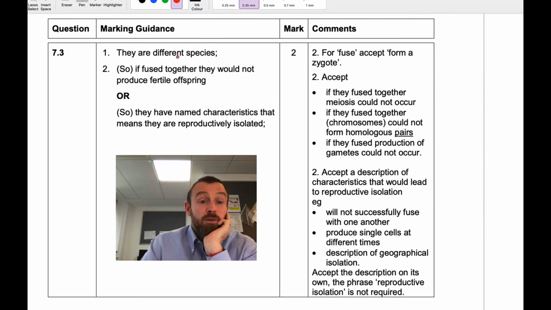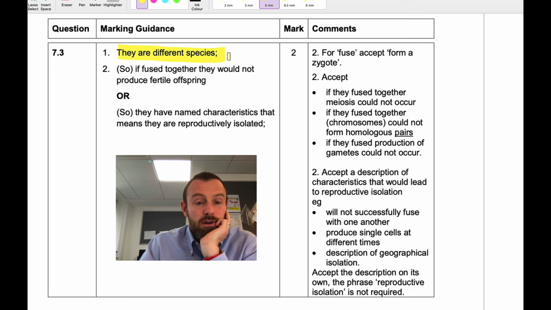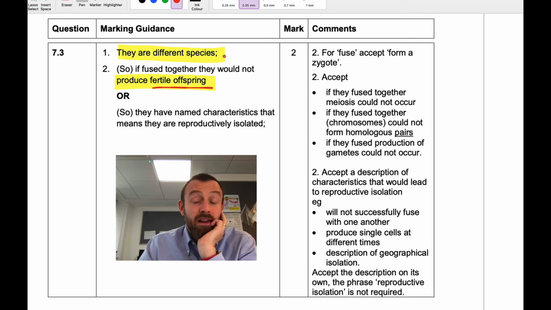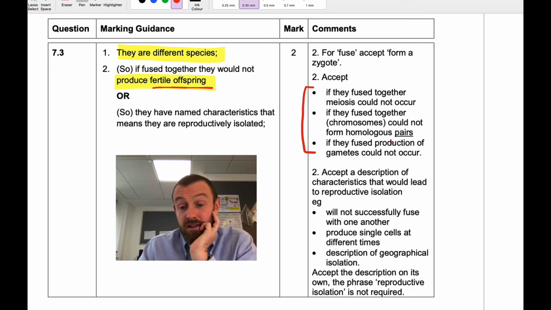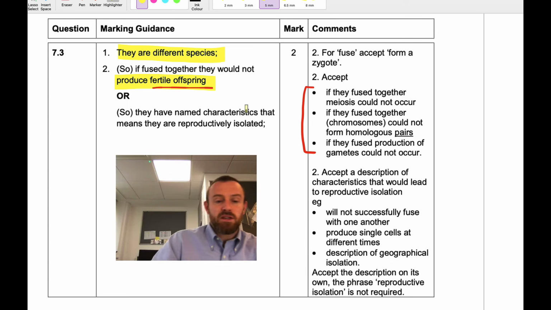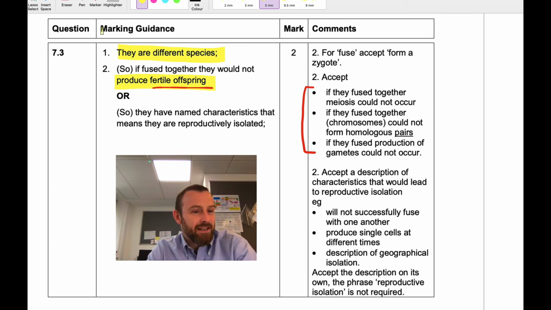Okay, so they are different species, is worth a mark. So if fused together, they would not produce fertile offspring. We've got to also remember the definition of a species. A species is something that can form fertile offspring. You can kind of explain that in a few different ways. Here's just accepting these things. If fused together, meiosis could not occur. If they fused together, chromosomes could not form homologous pairs. So that would have just about been allowed. But this is the definition for a species, which is kind of what the question was testing.